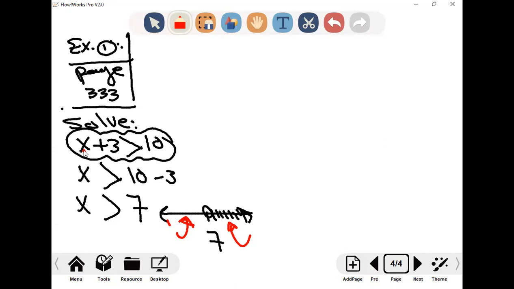7.9 plus 3 is 10.9. Is 10.9 more than 10? Yes. So any number to the right is a solution, and any number to the left is not. Is 7 included in the solution? No. Let's put 7. 7 plus 3 is 10. Is 10 more than 10? No, 10 equals 10, right? If we have equal here, then 7 would be a solution and this circle would be closed. Got it? But let's see the check after this example.